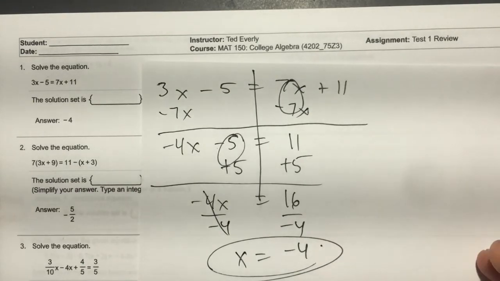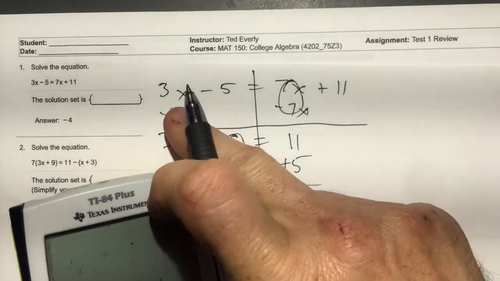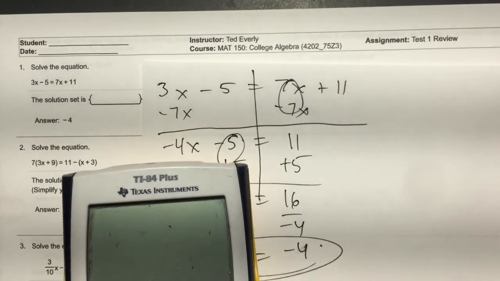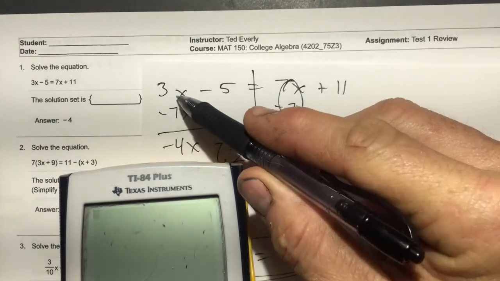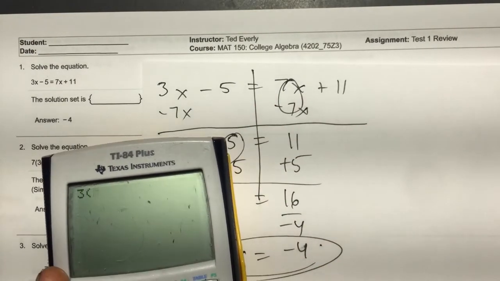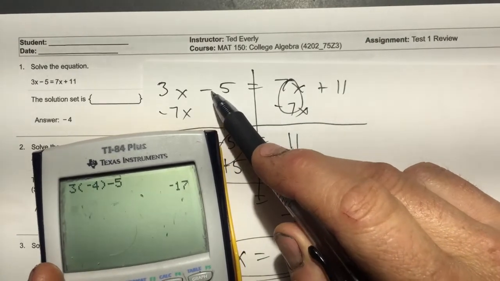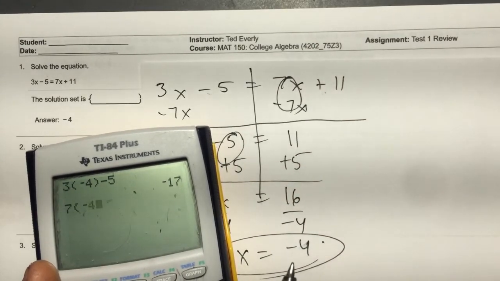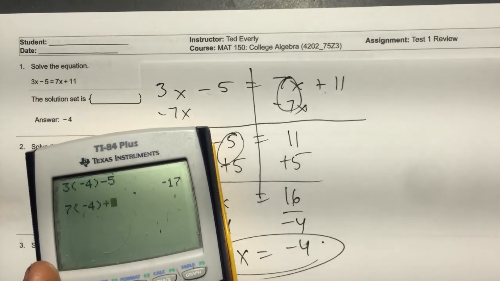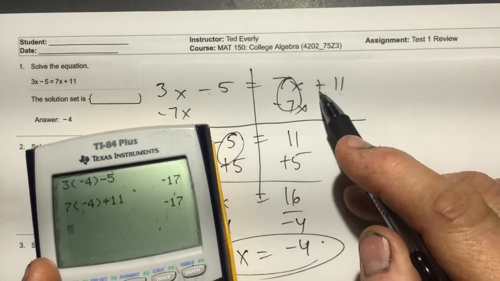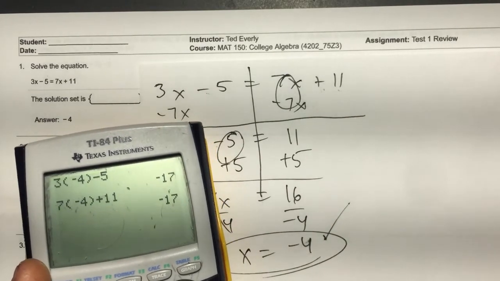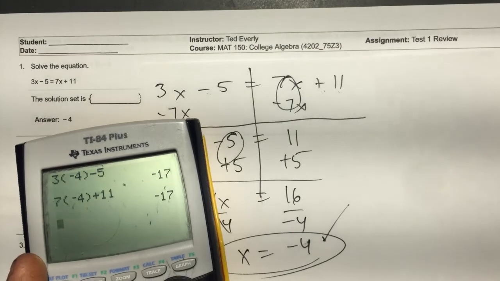I need to check that and make sure it's right. So what I can do is I can put the negative 4 in, and it should give me an equation that's equal. So let's get to my calculator on here. If I put negative 4 in for x, I got 3 times negative 4 in parentheses minus 5. It gives me a negative 17 on this side. If I put it in here, 7 times negative 4 in parentheses, and then plus 11, negative 17 on that side. So my solution is correct. So that's what you should be able to do on your equations when you're solving.